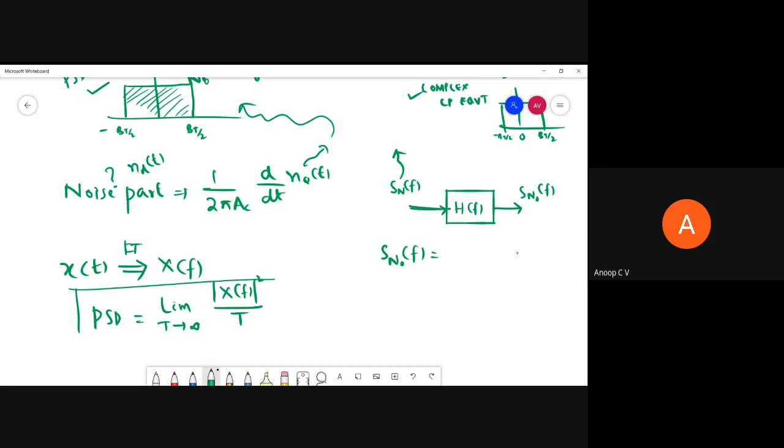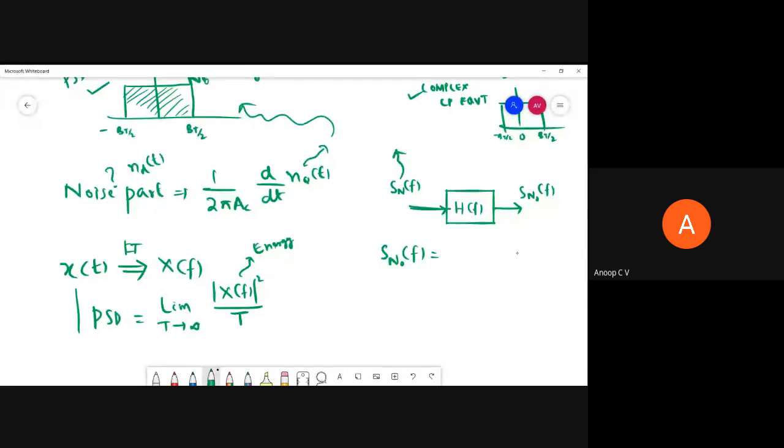So this mod of x of f square is proportional to its energy, and T, if it is an aperiodic signal, we can assume the period is equal to infinity. So this energy per unit time is actually a power. So power spectral density is defined like this.